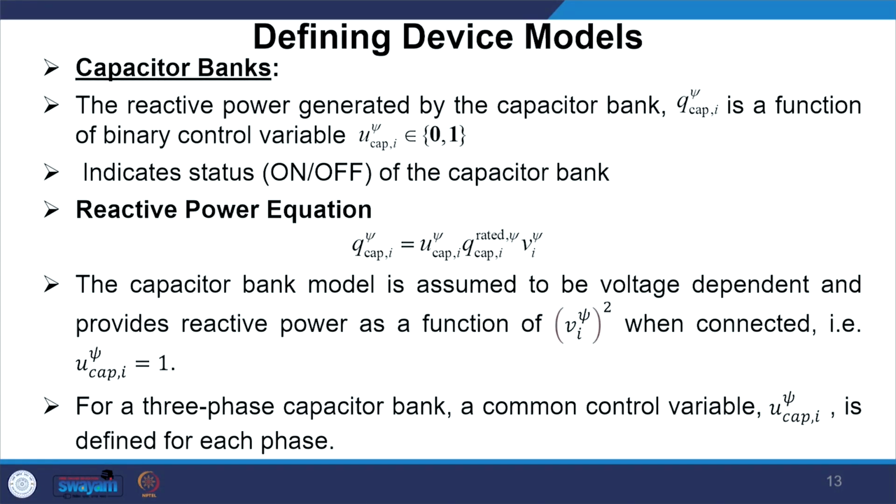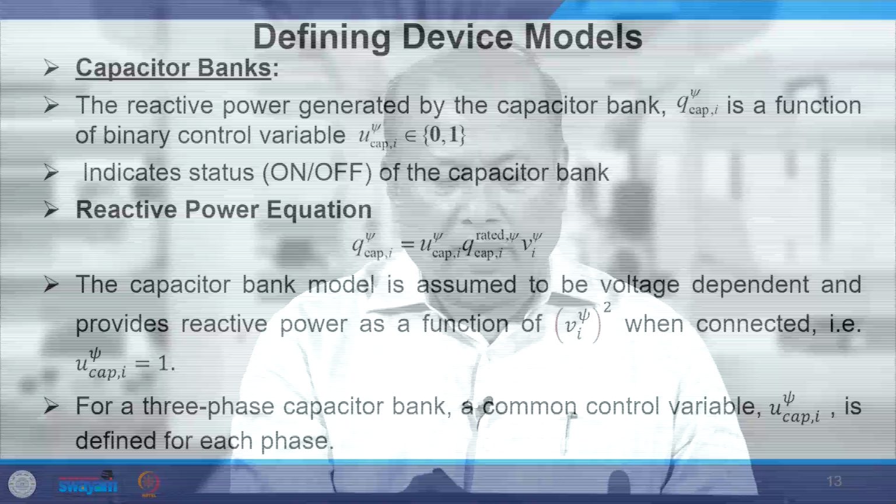Now, similarly, if you think about a capacitor bank, the reactive power generated by the capacitor bank, which is Q cap, is a function of binary control variables, which is either 0 or 1, because sometimes the capacitor is on and sometimes it is off, indicating the on/off status of a capacitor bank. So, how do I model or incorporate this in my original formulation?